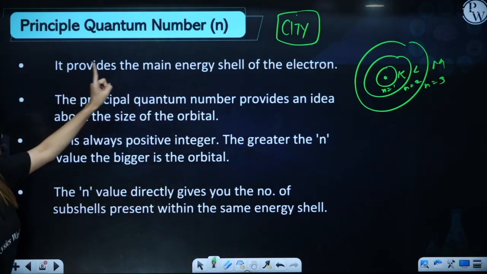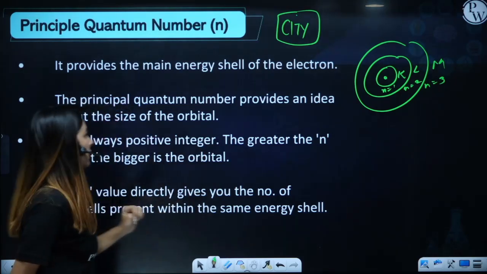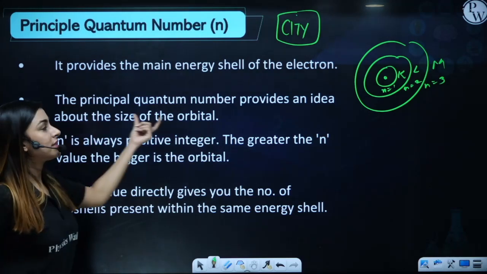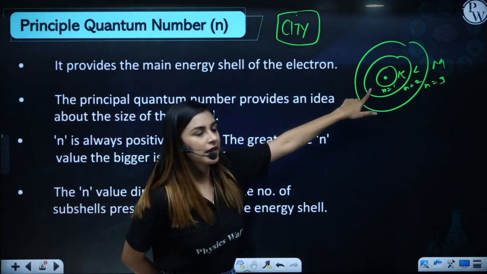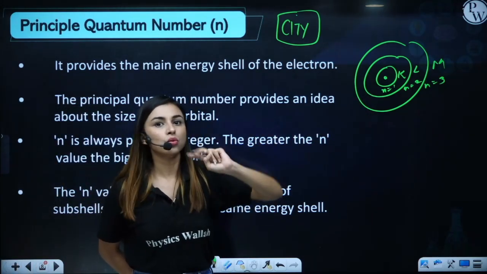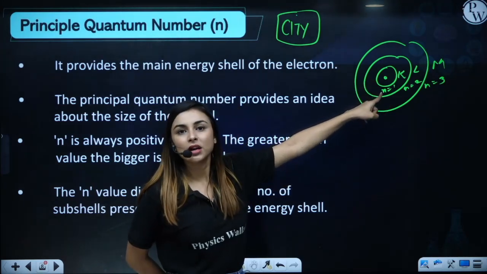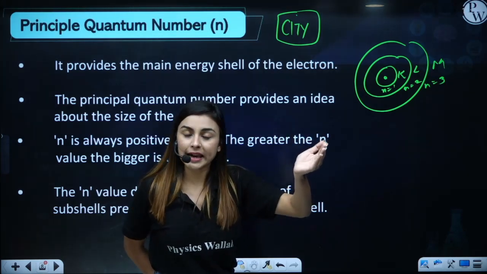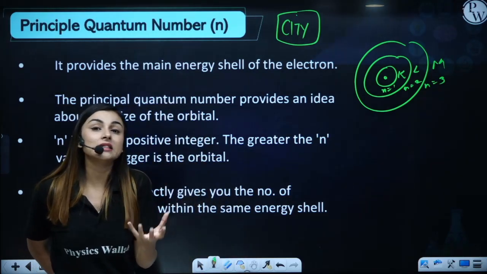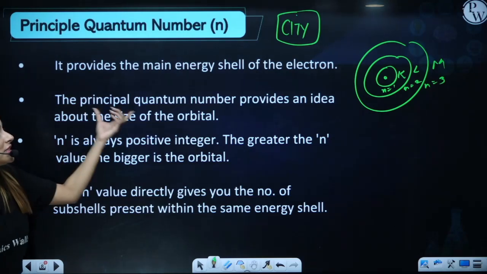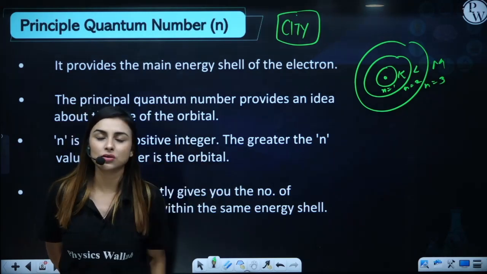So it provides the main energy shell of the electron. Perfect. The principal quantum number provides an idea about the size of the orbital. Now, how are you going to understand this? If I say your shell number is 1, you will say shell number 1. If I say your shell number is 2, you say shell number 2, and you can get the idea that shell number 2 is bigger in size than shell number 1. So the more the principal quantum number n, the more will be the size. So which quantum number gives you the size of the orbital? Ma'am, the principal quantum number provides us the information about the size. The more the n, the more will be the size of the orbital.